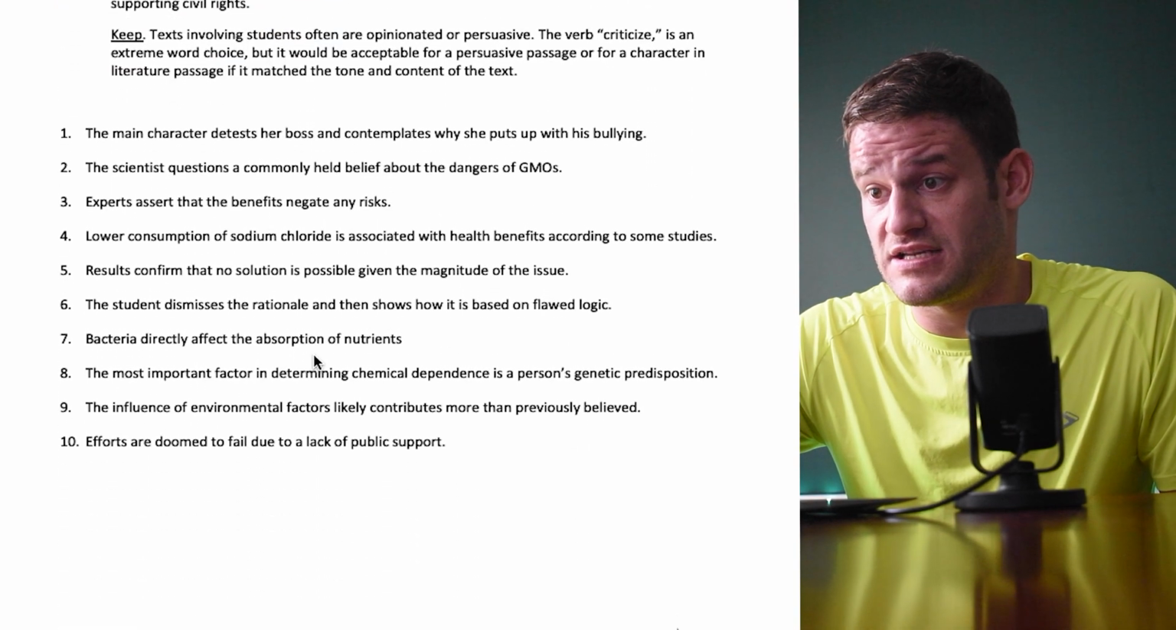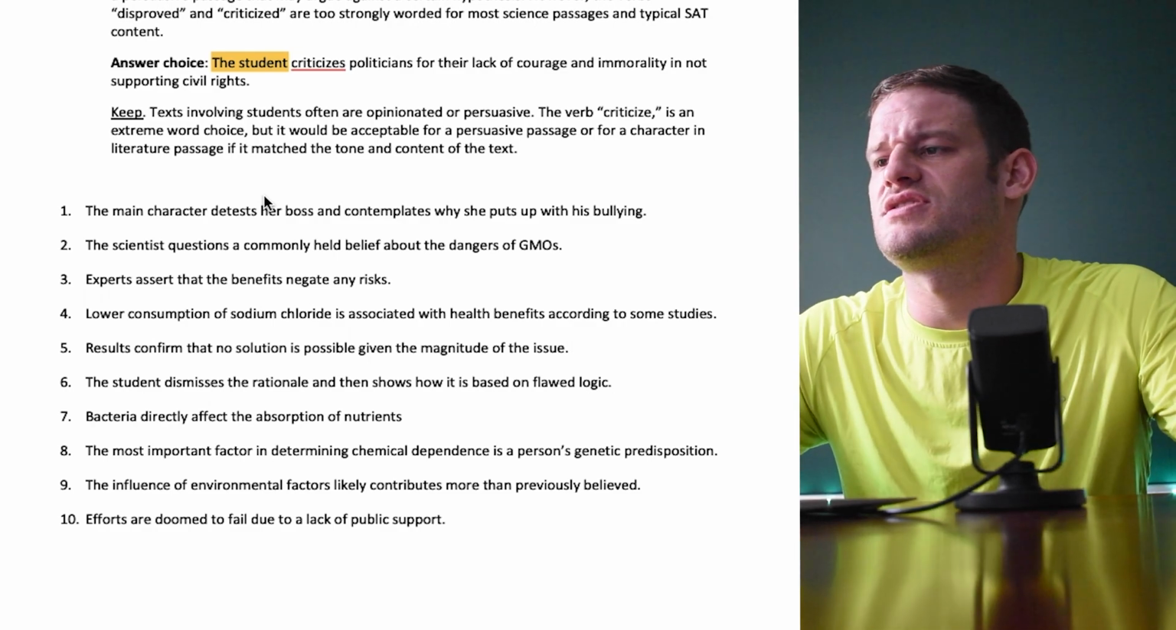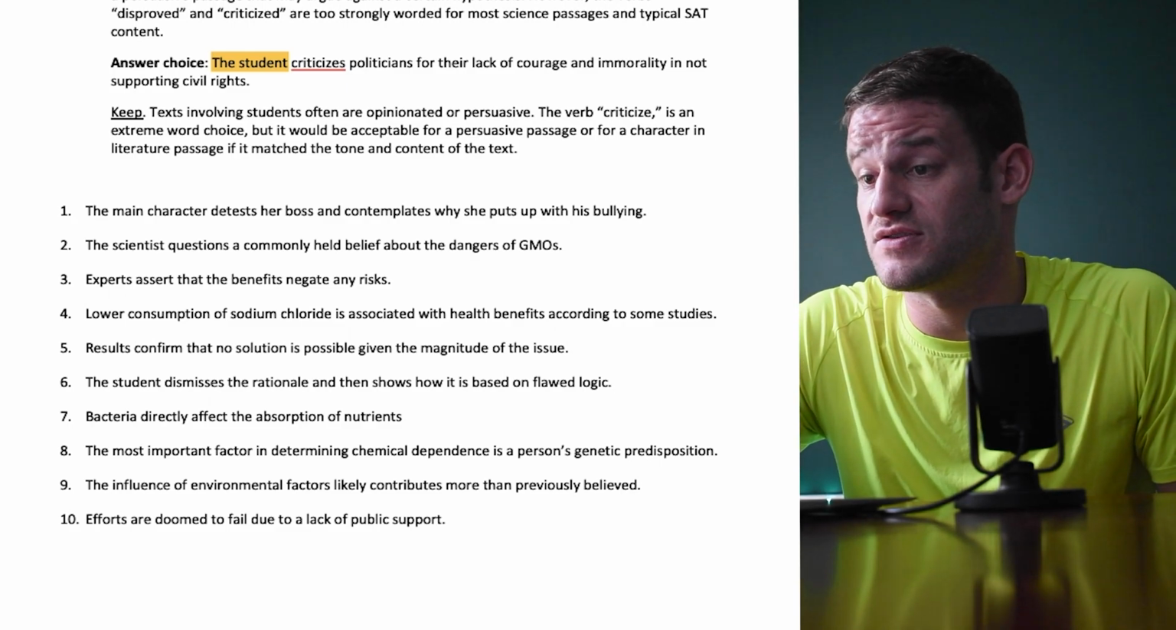Okay, let's look at a few more examples. And again, these are hypothetical, just looking at some answer choices and thinking, could this be possible given the information in a specific answer choice?